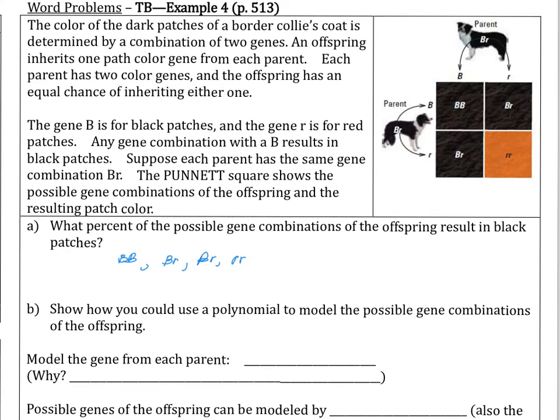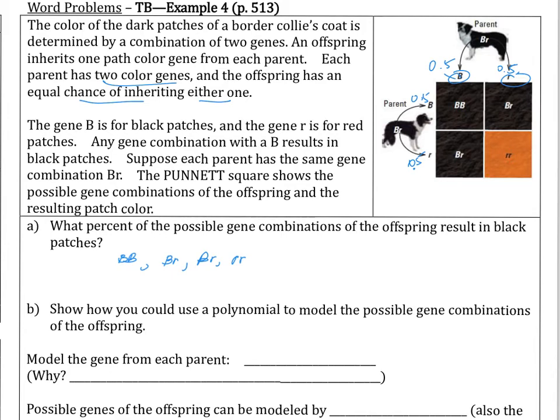Okay, let's take a look at this word problem. The color of the dark patches of a border collie's coat is determined by a combination of two genes. An offspring inherits one color gene from each parent. Each parent has two color genes, and one is black and the other is red. And the offspring has an equal chance of inheriting either one. So we want to say this is 50%, this is also 50%. And the same would go with the other parent, 50%, 0.5.